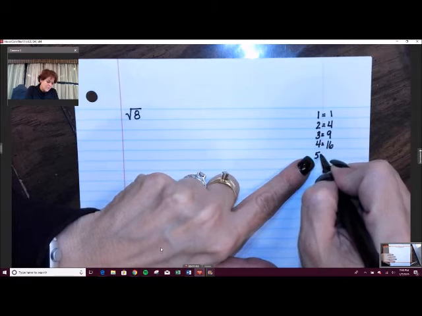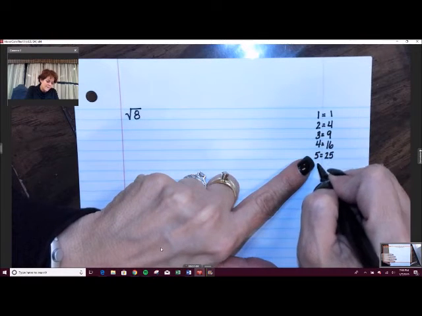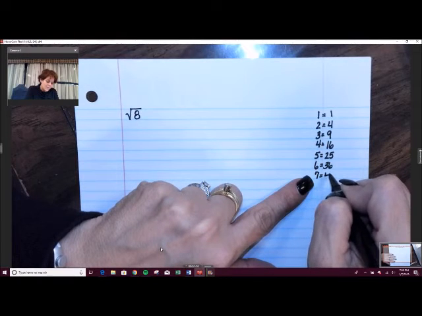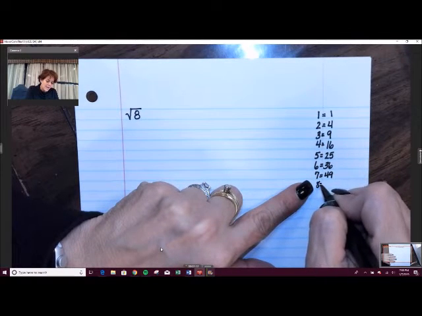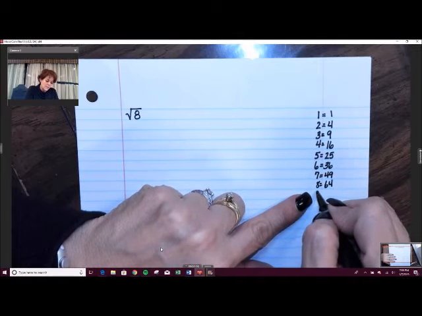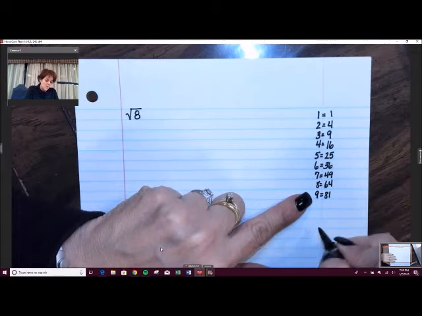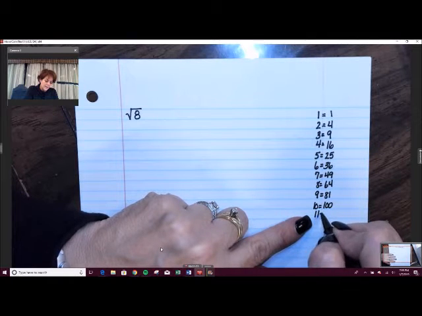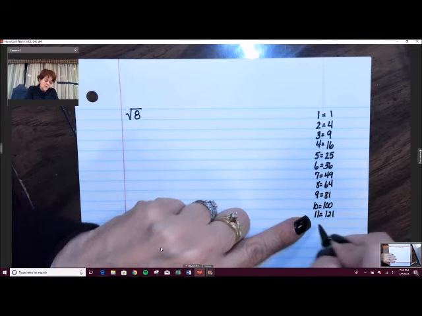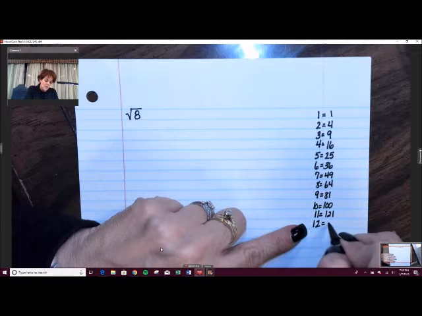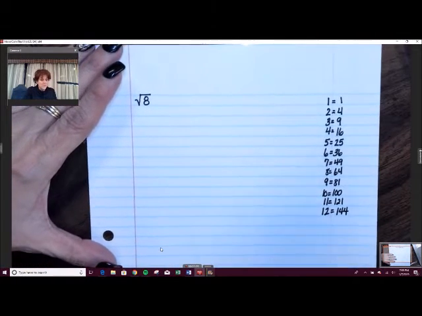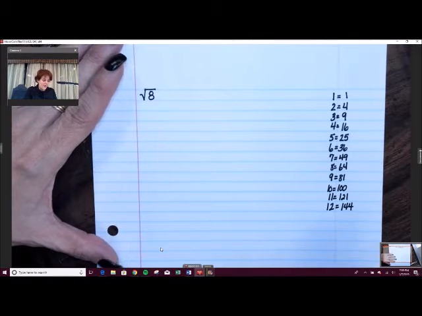So 5 would be 25. 6 would be 36, and keep going. 7 would be 49. 8 would be 64. 9 would be 81. 10 would be 100. 11 would be 121. And I'm just going to go to 12, which would be 144. Now, you could keep going. The more of these you know, the better off you are.